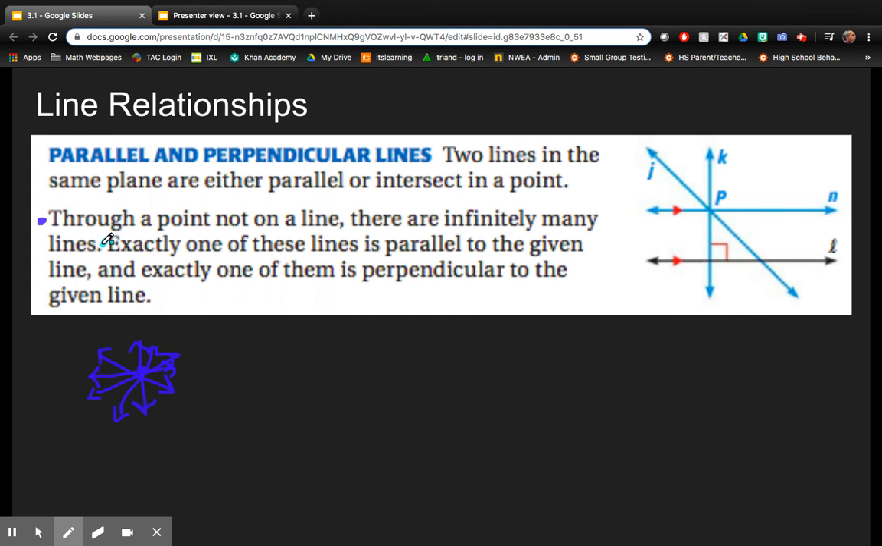Exactly one of these lines is parallel to the given line, okay? So let's say we have a given line. Let's call it L. And we have a point not on L. Let's call it P. If I want to draw a line parallel to line L through P, there is only one way I could draw that where they would be parallel to each other. That's what that next part says.